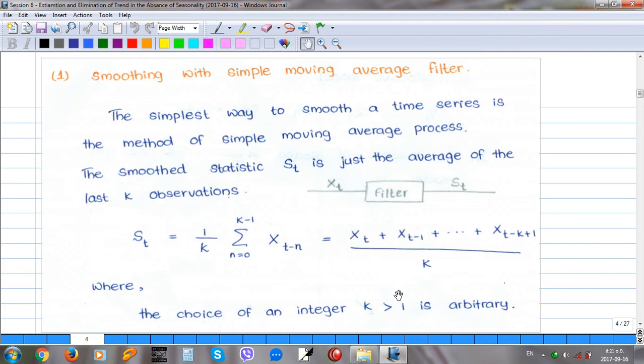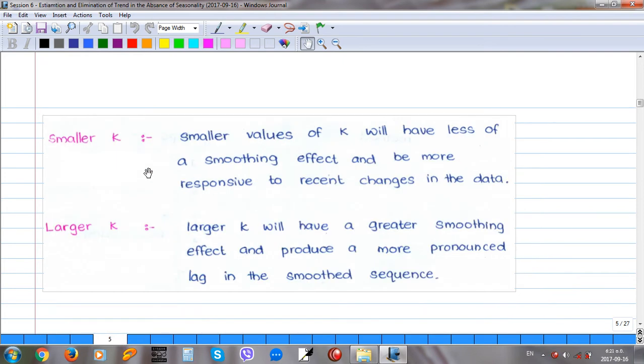We need at least 2 observations to find the moving averages. Smaller values of k will have less of a smoothing effect and be more responsive to recent changes in the data. Larger k will have a greater smoothing effect and produce more pronounced lag in the smoothed sequence. So you can use smaller values or larger values of k, depending on the nature of the given problem.